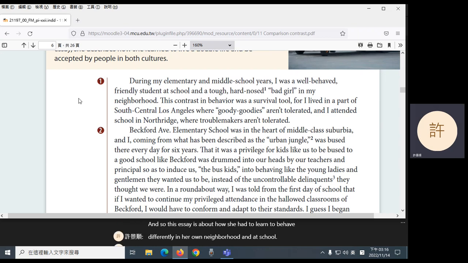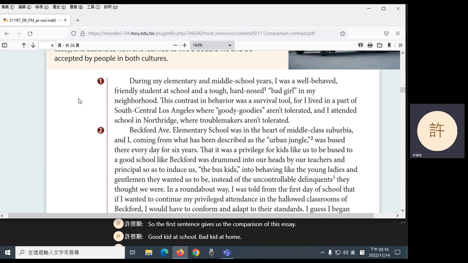During my elementary and middle school years, I was a well-behaved, friendly student at school and a tough, hard-nosed, bad girl in my neighborhood. So the first sentence gives us the comparison of this essay. Good kid at school, bad kid at home.